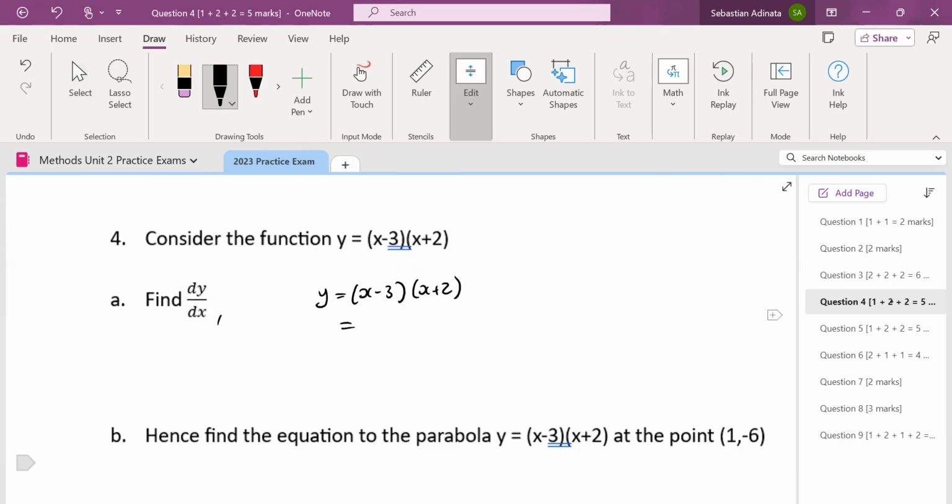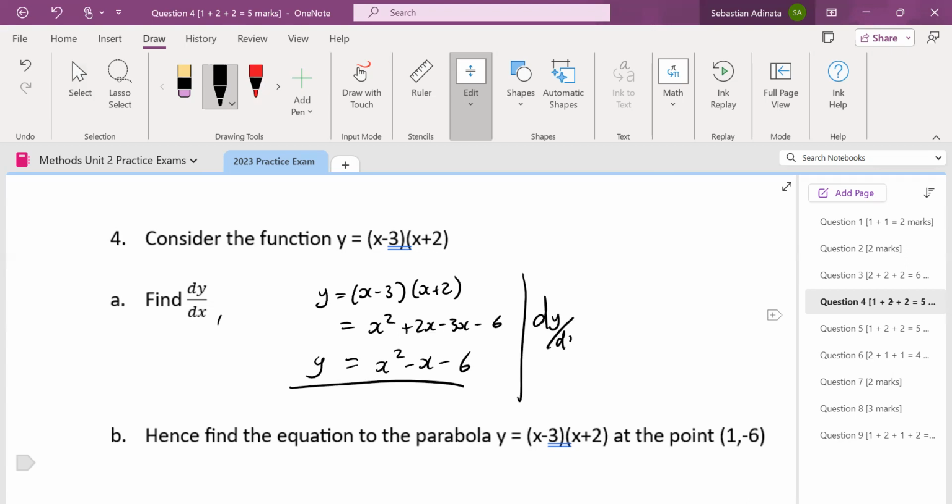This is equal to x squared plus 2x minus 3x minus 6, x squared minus x minus 6. This looks much better. Now, that means dy dx is equal to 2x minus 1. 1 mark complete.